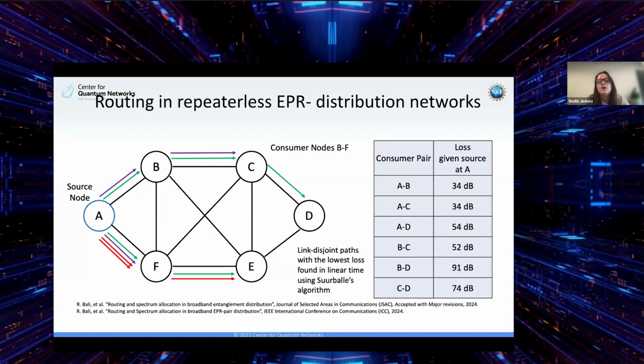When we look at routes, one thing that we need to consider is what we call link disjoint. For instance, let's say we want to entangle nodes E and D. We can send one signal of this wavelength. I say green, they're all in the IR, but we're going to say green for simplicity. One can go from A to F to E, while the other one can go A to B to C to D.